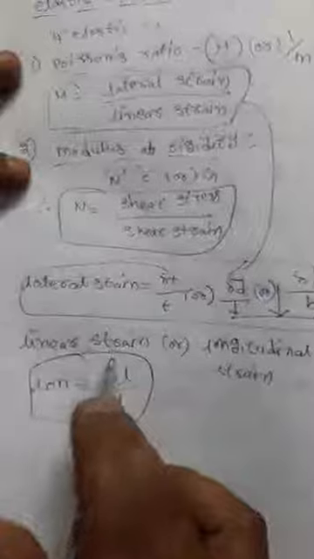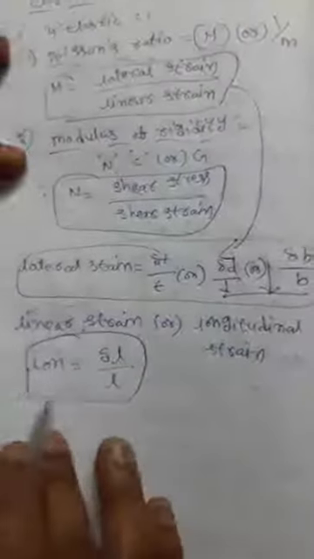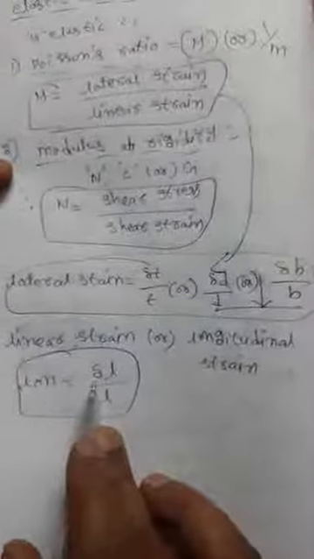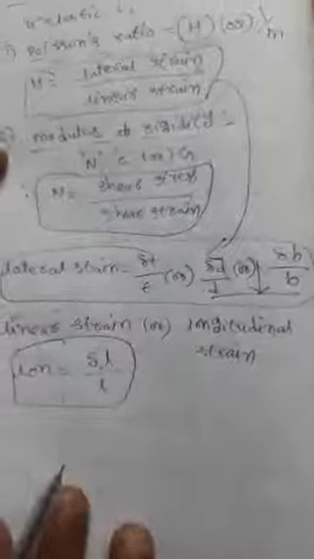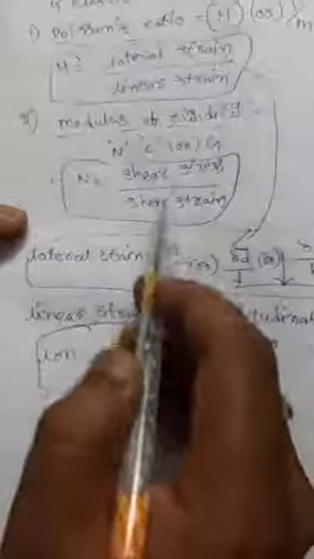So strain is nothing but change in dimensions by original dimensions. Change is denoted by the letter delta, and length equals L, and original length equals L, so delta L by L. So this is about Poisson's ratio, and this is about modulus of rigidity, shear stress by shear strain.